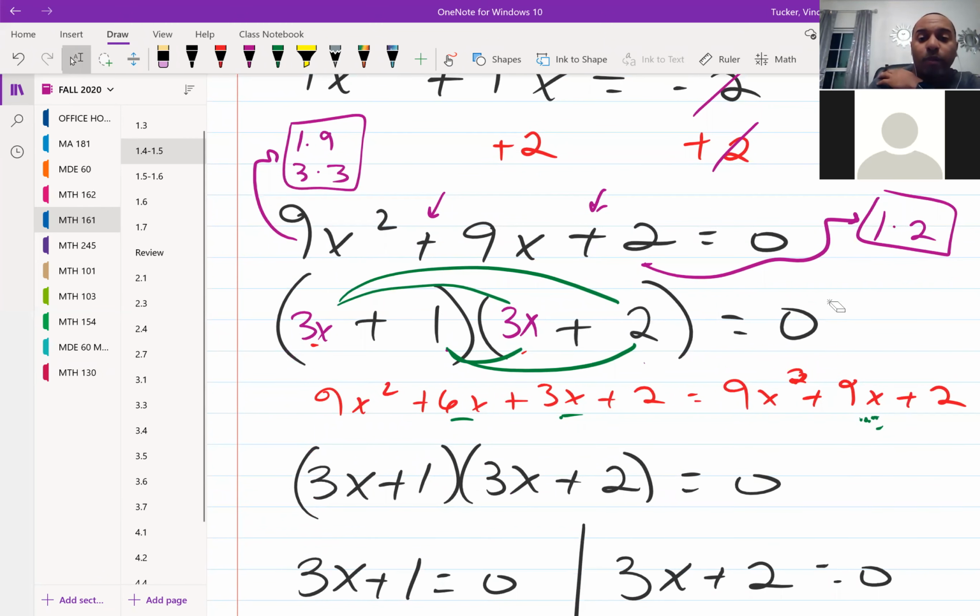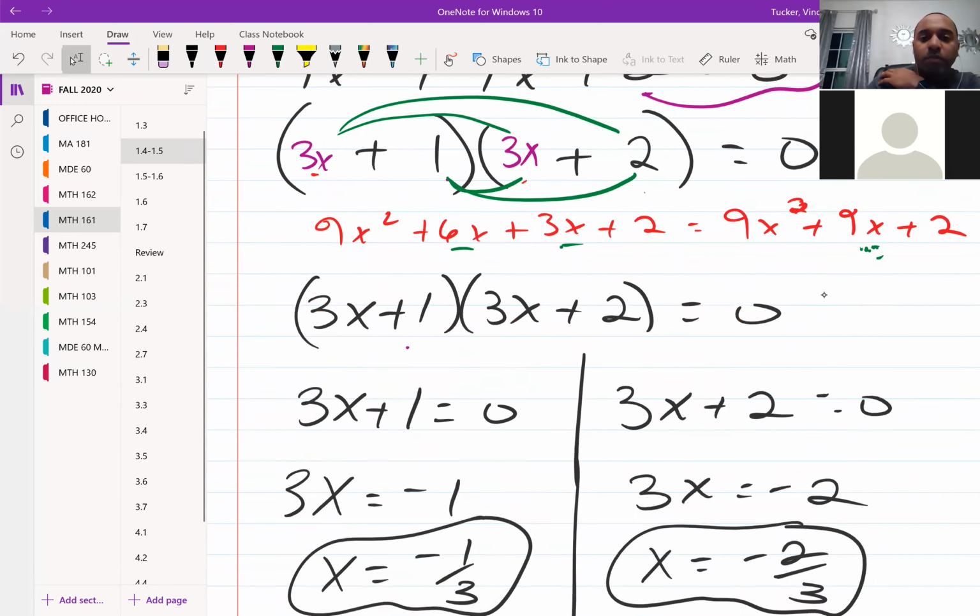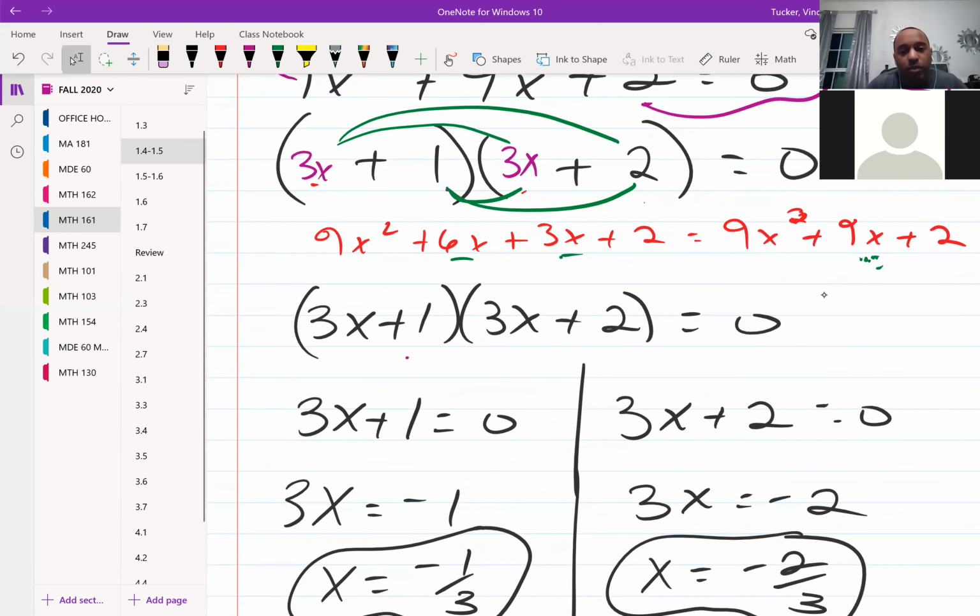So since we know we have the correct factorization, we can go to say each part equal to 0. 3x plus 1 equal to 0. 3x plus 2 equal to 0. Solving for x, we have our 2 solutions. So before we go to the next method, questions on the zero factor property?